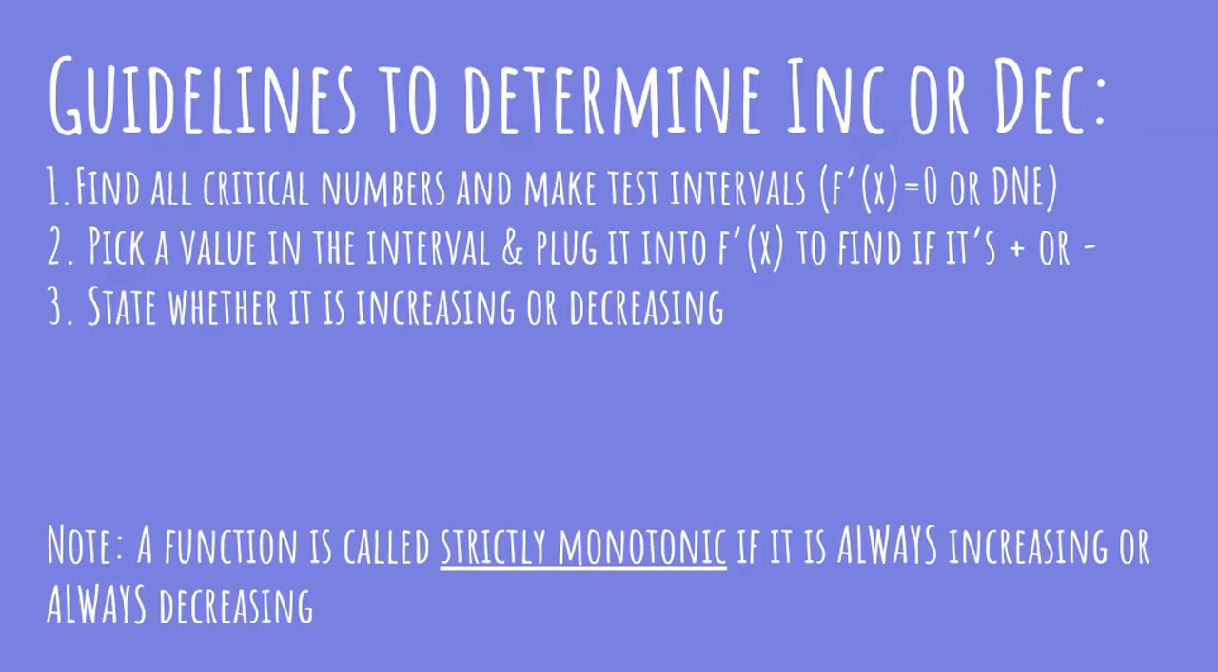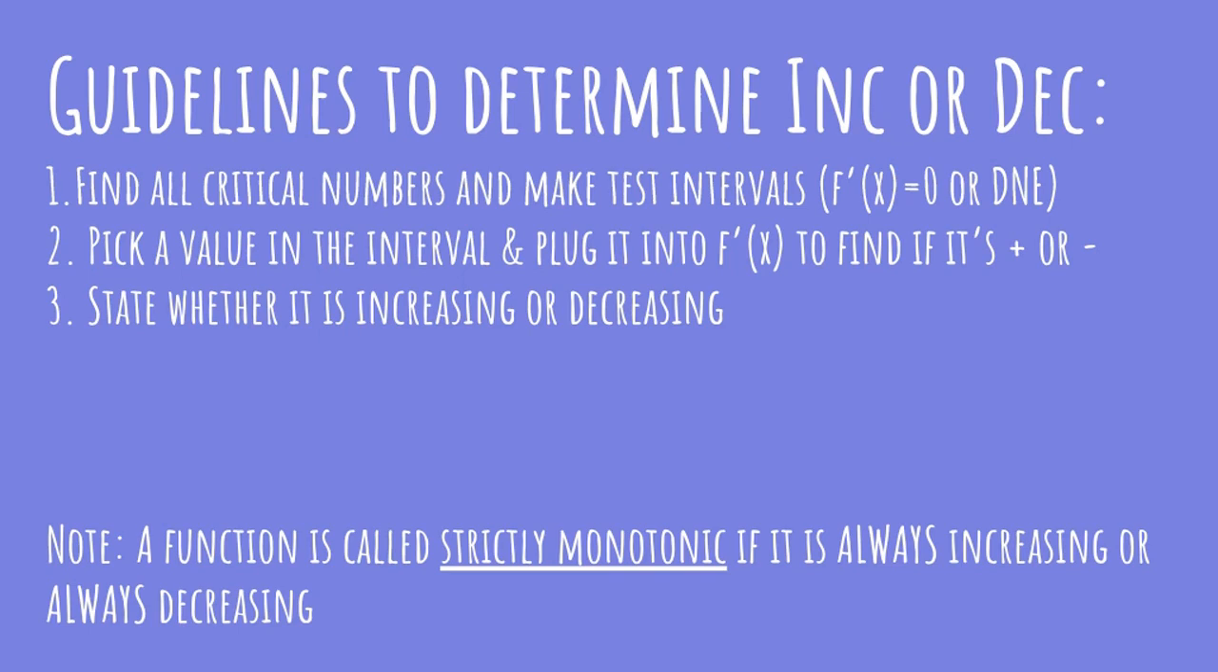So, guidelines for determining increasing or decreasing. You want to find all your critical numbers and make yourself test intervals based upon that. Remember that critical numbers are where your derivative is equal to 0 or where your derivative does not exist. You want to pick a value in the interval and plug it into the derivative to figure out if the derivative is positive or negative there. So I create intervals in between my critical numbers. Also, my endpoints could be included in that. And I pick a value in those intervals.